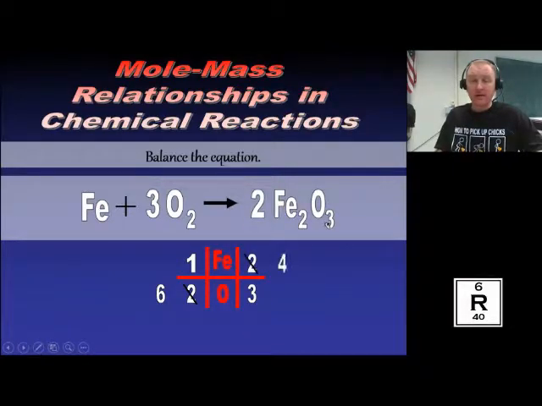I now have 6 oxygens, but that changed my irons to 4, so I've got 4 irons and 6 oxygens here. Now my oxygens are balanced. Now I can easily balance my irons by putting a coefficient of 4 in front of the iron. So now we've balanced this equation.